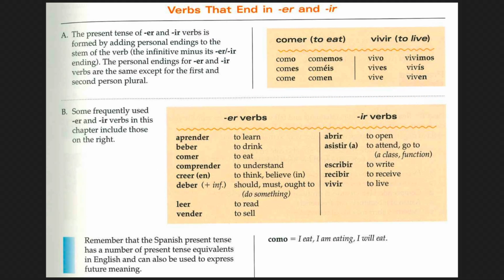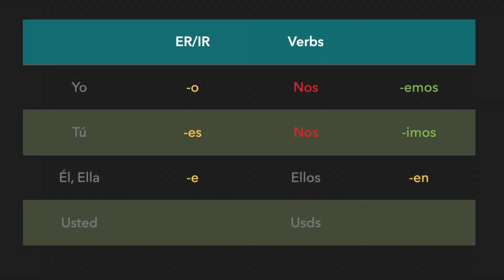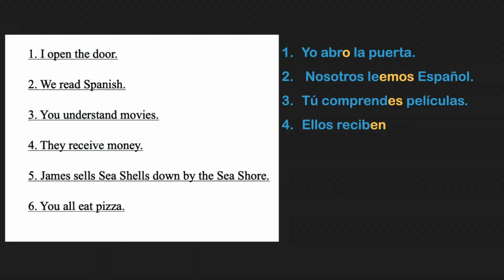So let's go into our verb page. See if you can find it. It's an IR and it's recibir. IR. So let's apply it to they. Ellos reciben. All right, so we want to write in there ellos reciben dinero.